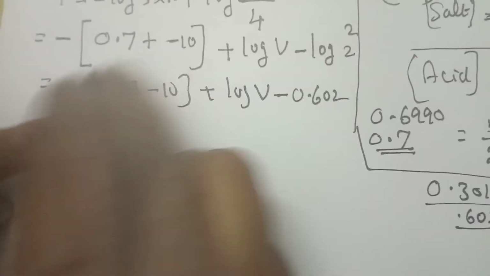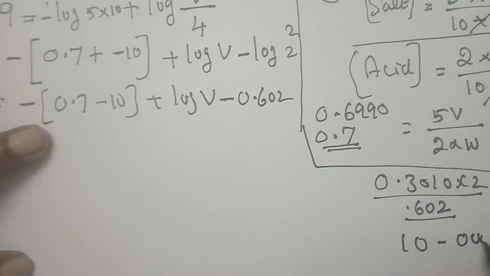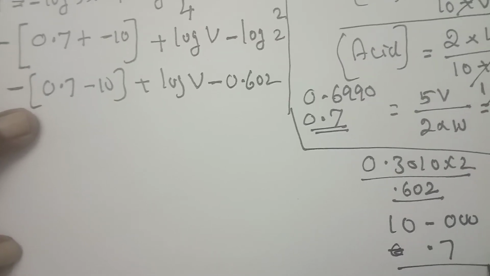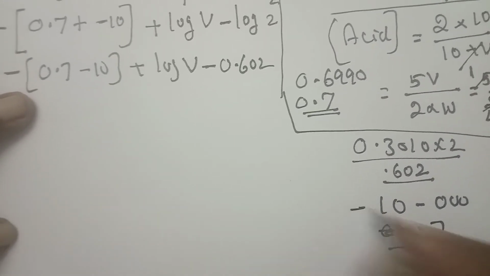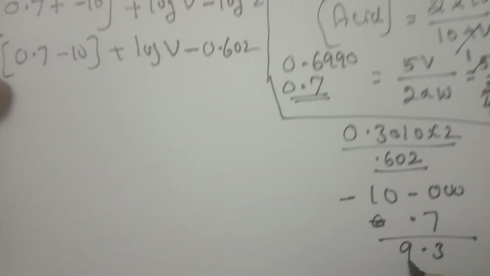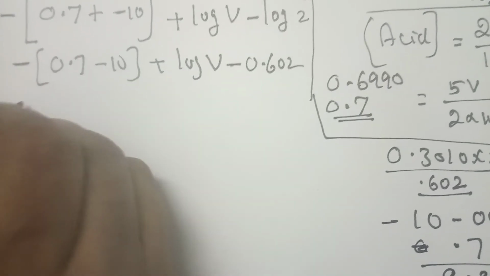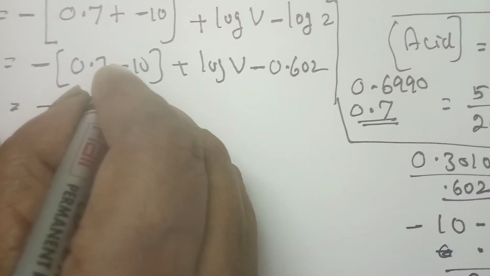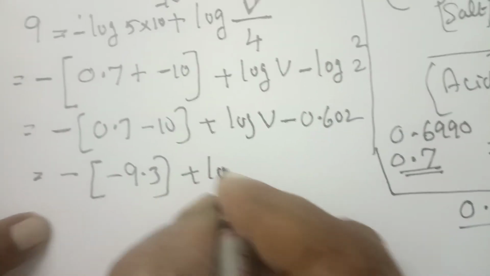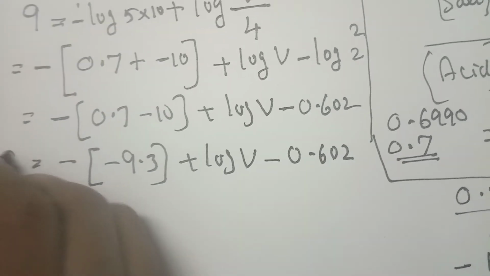Let me complete this division. Here, minus 10 and minus 0.7. Okay, now subtract, what you are getting is 3, and here you have 9. Yes, minus 9.3. So now let me write minus 9.3 plus log V minus 0.602 is equal to 9.